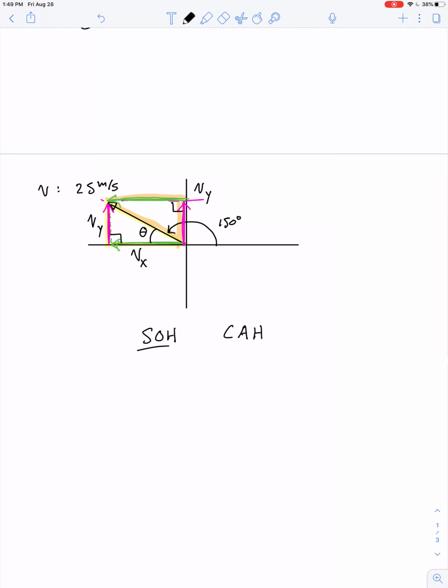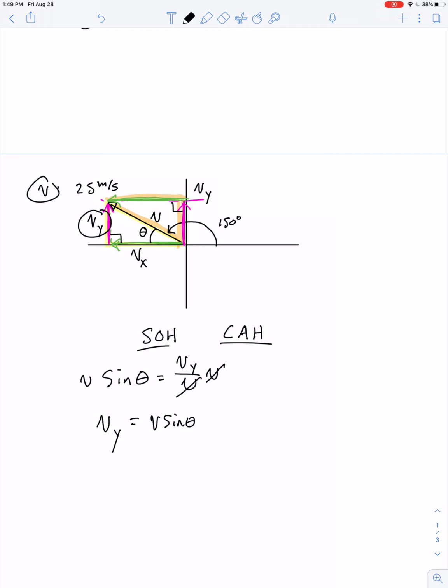Then we can use these expressions and say the sine of 30 degrees, or we can keep it generic and just call it theta, would have to be equal to whatever is opposite that angle, v subscript y, divided by the hypotenuse, which is the overall velocity itself. When we cross multiply, we find that the vertical component is v sine theta.